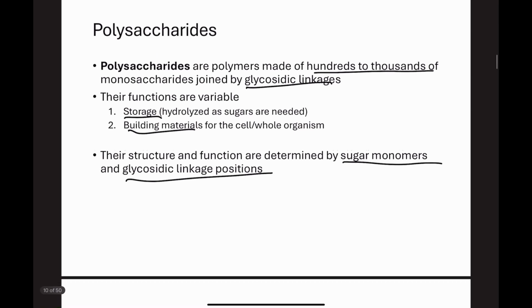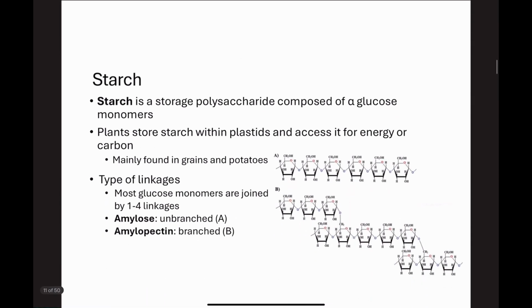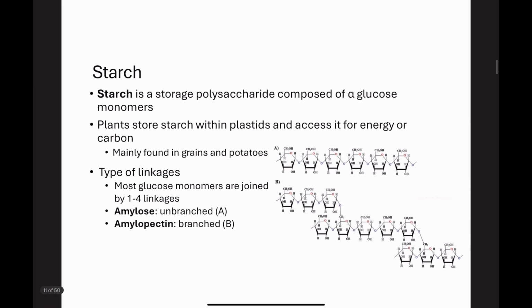An example of a storage polysaccharide is starch. We hear the word starch a lot, especially when we are talking about potatoes, but it is mainly found in grains also, in addition to potatoes. Starch is an example of a storage polysaccharide that is composed of alpha glucose monomers.